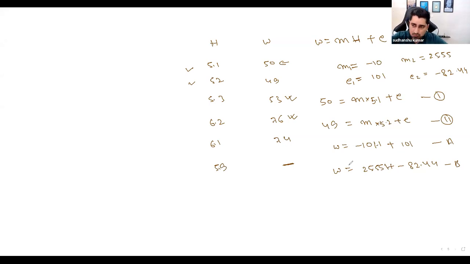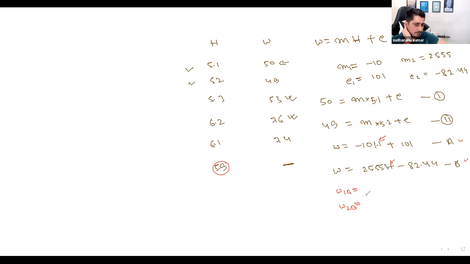Just do one thing. In equation number A as well as in equation number B, try to put this value 5.9. Here height is equal to 5.9, and here height is equal to 5.9. And give me a weight. So give me W1 and W2, W1 with A and W2 with B. So W1 is equal to 42.